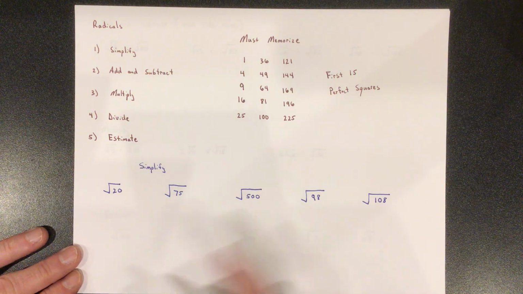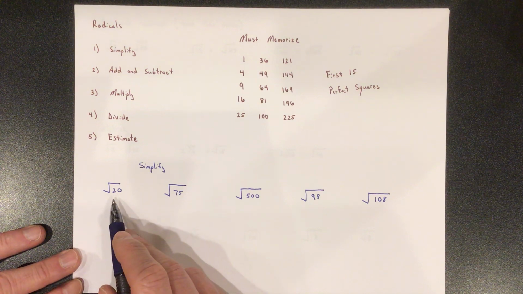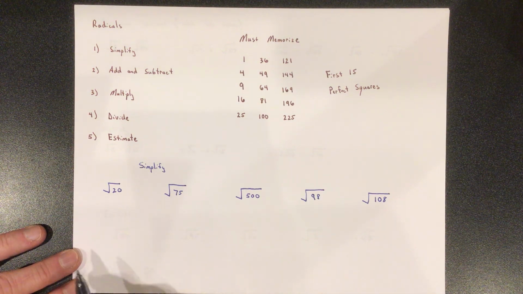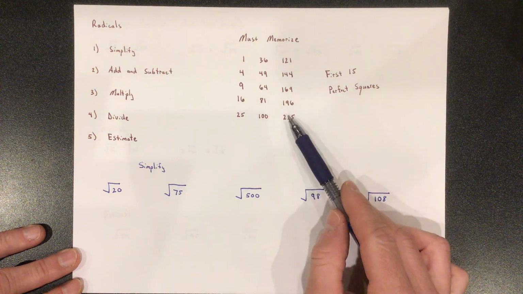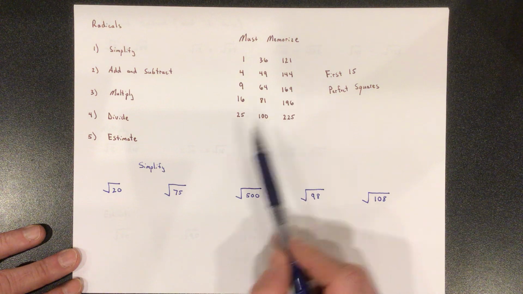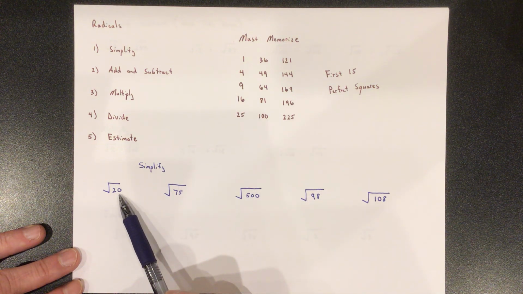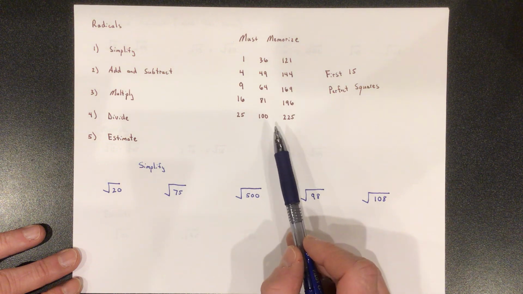Okay, so let's go through some examples of each of these different things, and we'll start by looking at how we simplify square roots. So we're going to look at the square root of 20 and simplify it. Assuming you know this list or you have this list out there for you, you're going to think of the biggest perfect square that's a factor of 20. So what times what equals 20? And again, you want the biggest one possible.